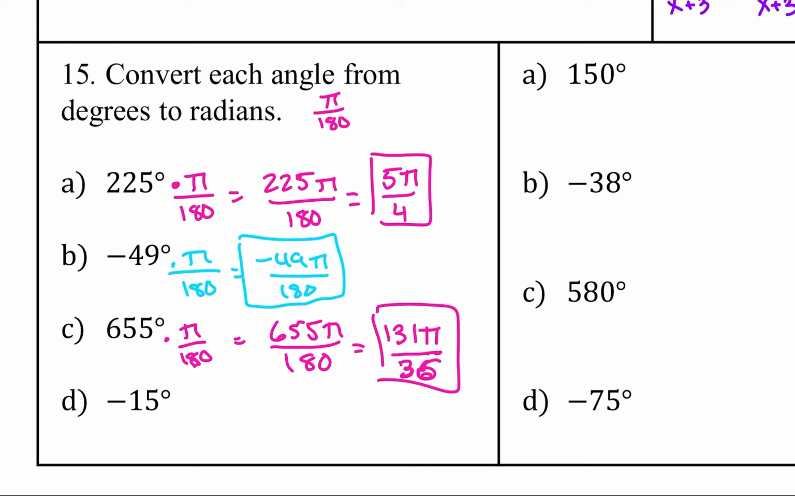And my last one here, negative 15. So we're going to times pi over 180. I get negative 15 pi over 180. And those should each divide by 15. So I end up with negative pi over 12.